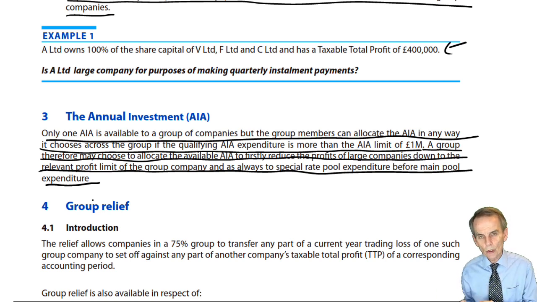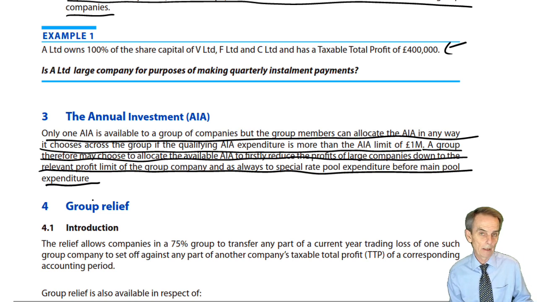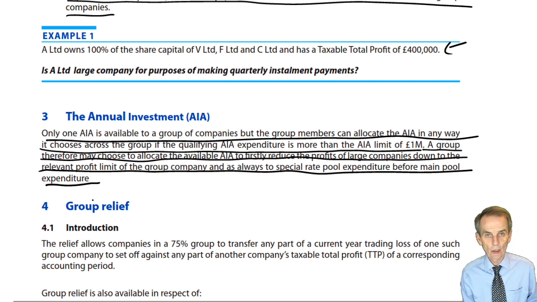So what we would do is to always allocate our available AIA to expenditure that would otherwise be classified as special rate pool expenditure. Then anything that is main pool after that, and if that takes us above the £1 million profit limit, then at least on the residue, we'll be able to claim 18% instead of only 6%.